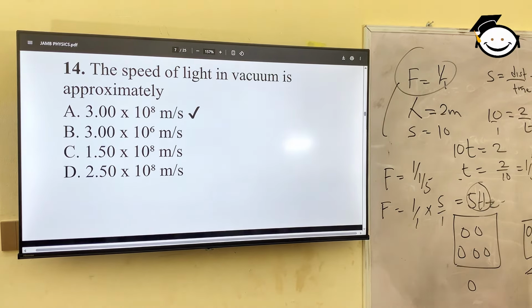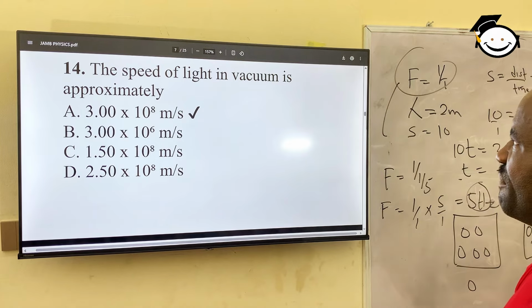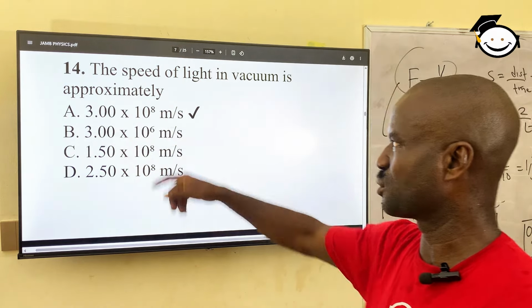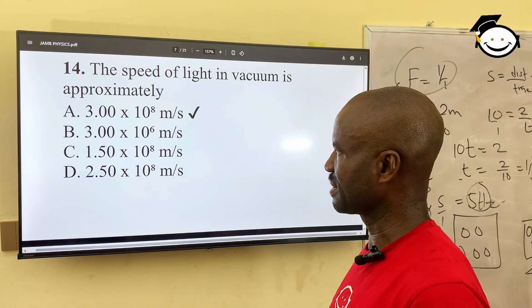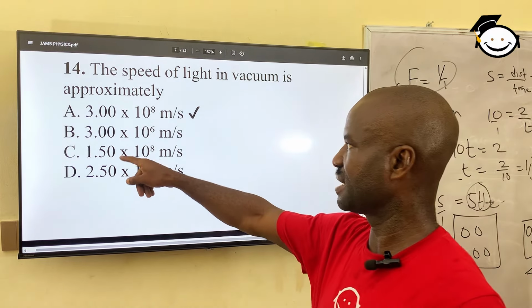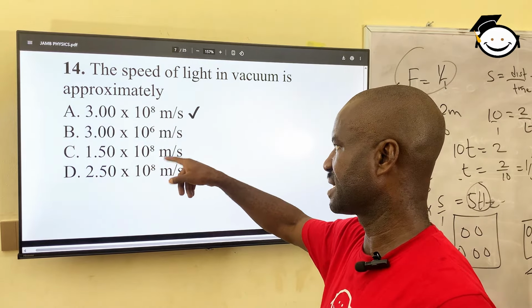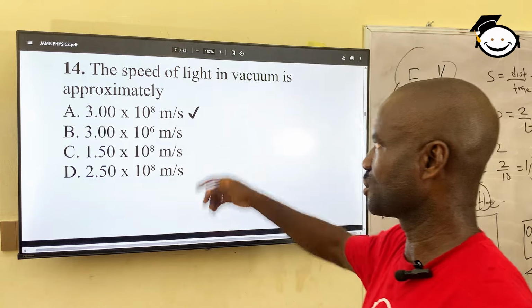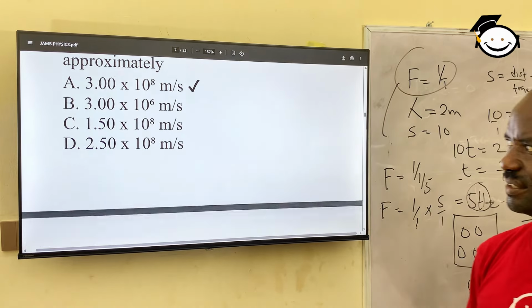Question 14. The speed of light in vacuum is approximately 3.0 times 10 raised to 8 meters per second. Of course, you know it's 3.0 times 10 raised to 8. The correct answer is A, speed of light.